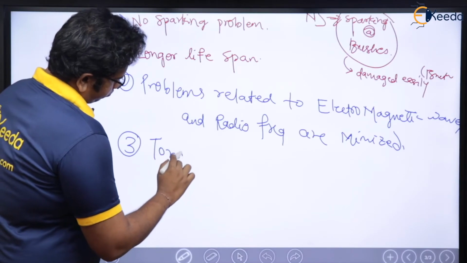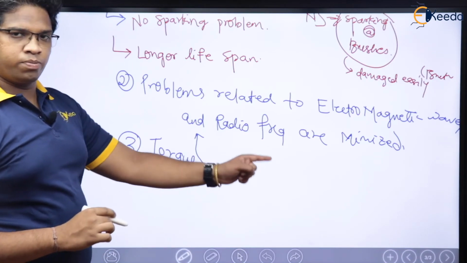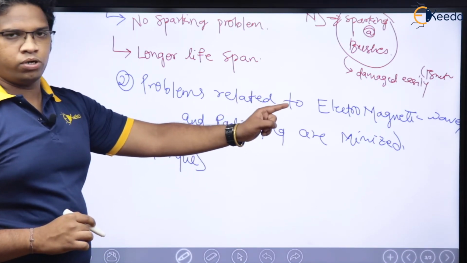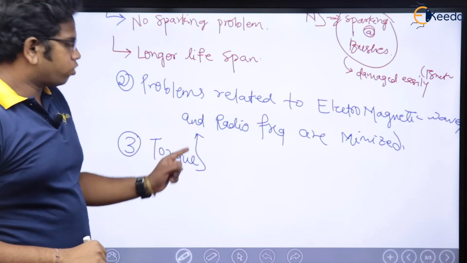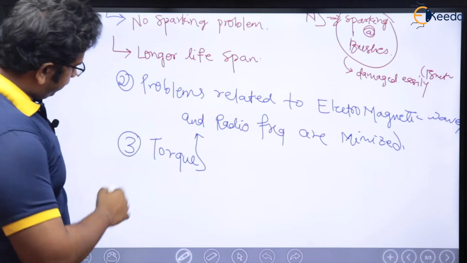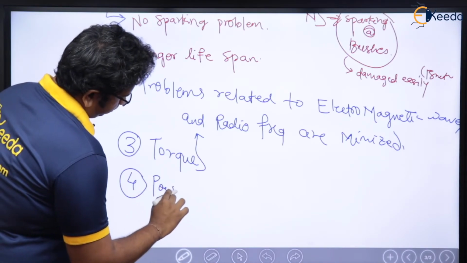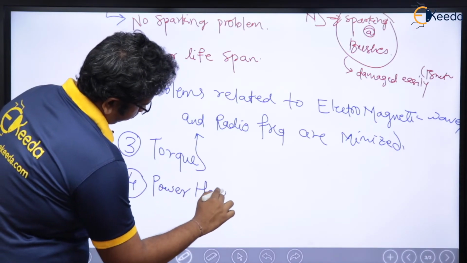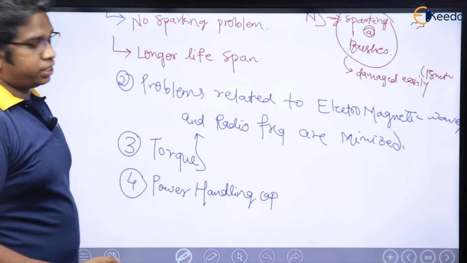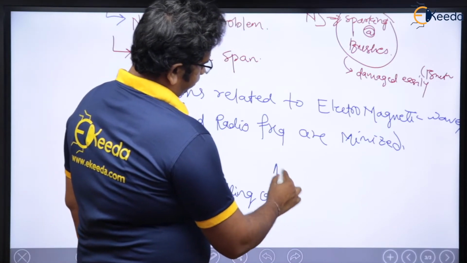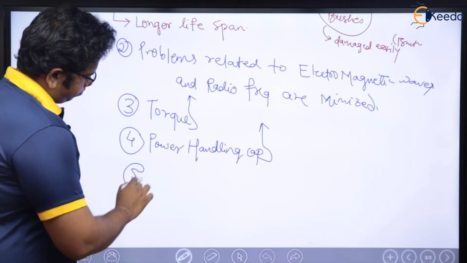Now the next advantage is going to be what? Torque is more. For the same speed in the case of a DC motor and a BLDC motor, the torque is going to be more here. Then the next point is power handling capacity. Definitely it is going to be more than DC.